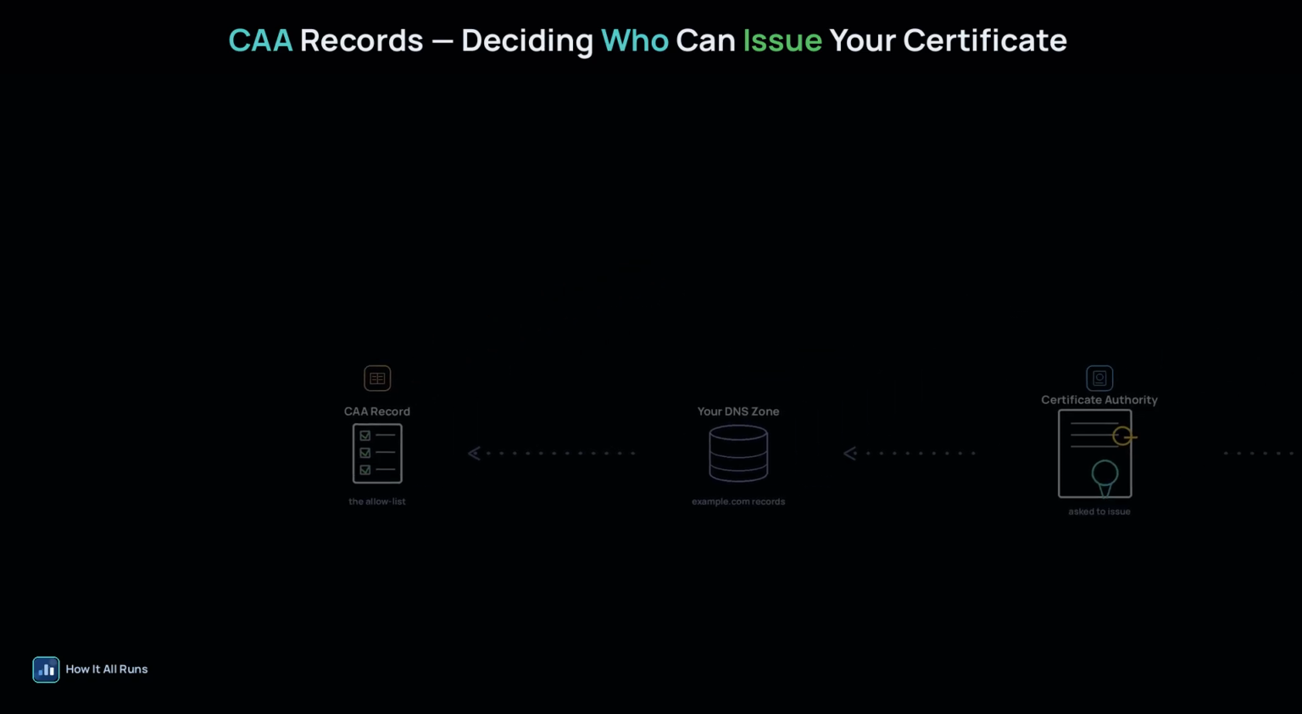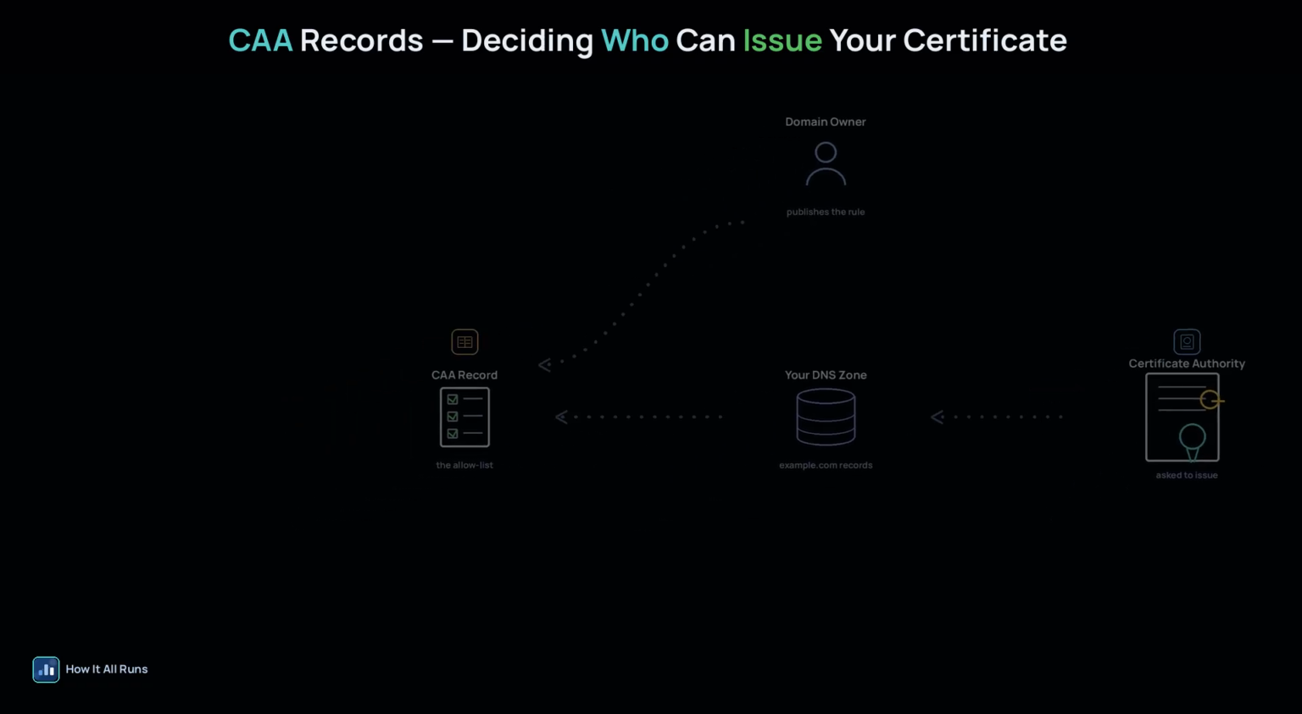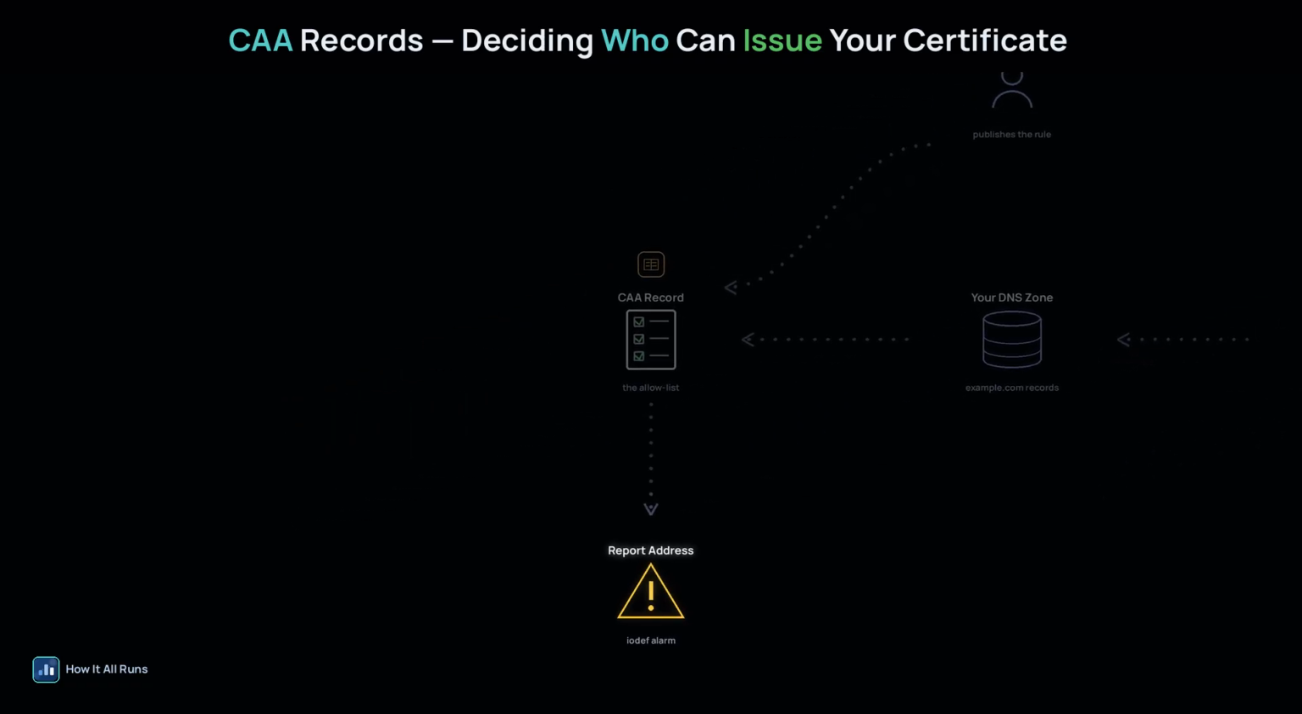Someone has to write that record, you, the domain owner. This is a rare kind of control because a single small entry you publish reaches out and constrains the entire public authority ecosystem at once. The record can carry more than a list. One optional tag names an address that should receive a report whenever an authority is asked to issue something your rule forbids, turning the gate into an alarm.